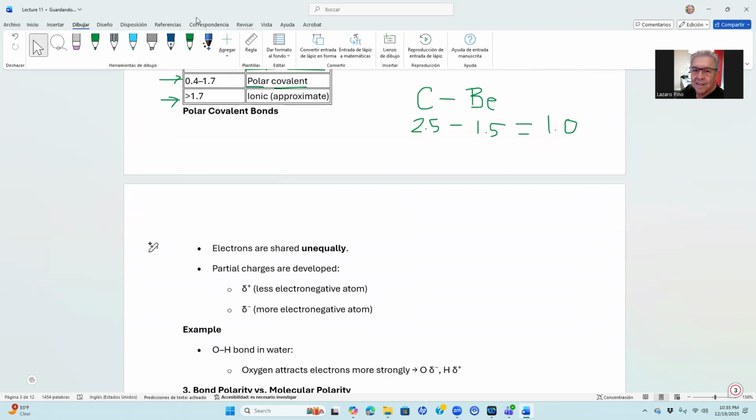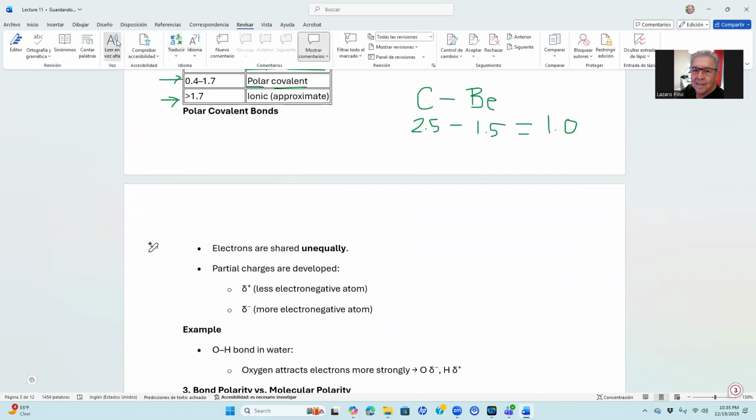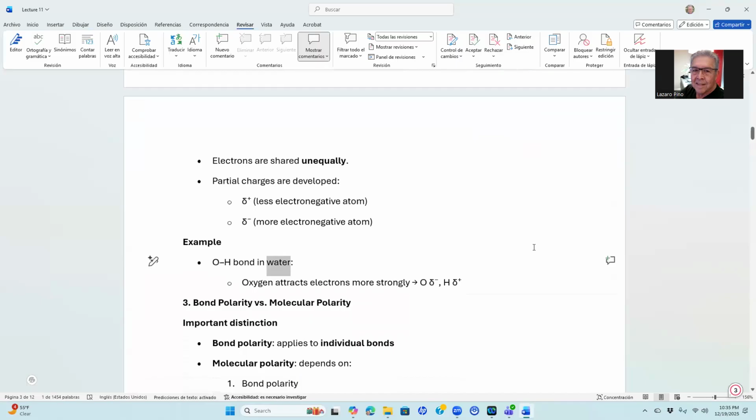Let's continue. In polar covalent bonds, electrons are shared unequally. Partial charges are developed: delta plus on the less electronegative atom, delta minus on the more electronegative atom. Example: the O-H bond in water. Oxygen attracts electrons more strongly, so O is delta minus and H is delta plus.